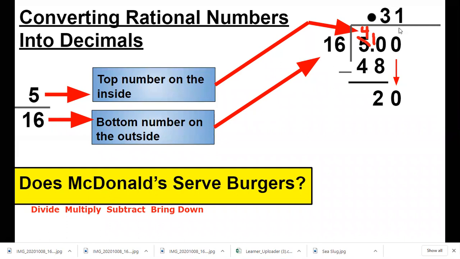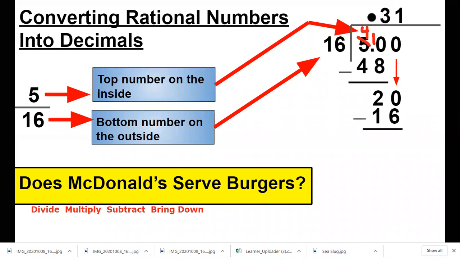We're going to multiply 1 times 16. Don't multiply 31 times 16. We already took care of the 3. Just multiply 1 times 16. And you're going to write it below the 20. There's 16. Now we do the serve part, subtract.